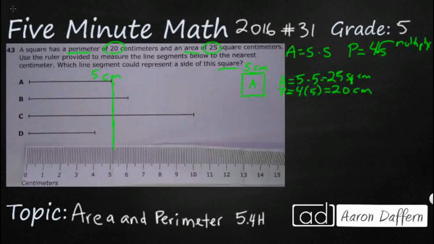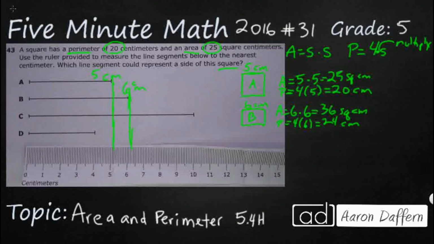Let's just go through and eliminate the other ones. So B, let's see, it goes right down to about there. Let's call that 6 cm. And so for B, we're going to call that 6. So area equals 6 times 6. So that's 36 square centimeters, too big. And the perimeter equals 4 times 6, and that's still too big, 24 centimeters. So that's not going to be it.